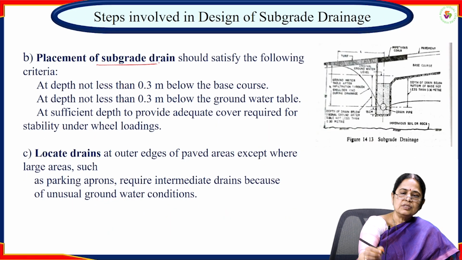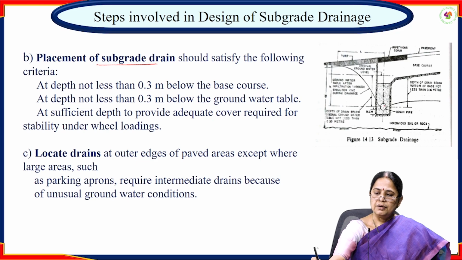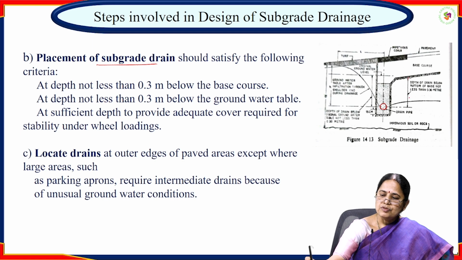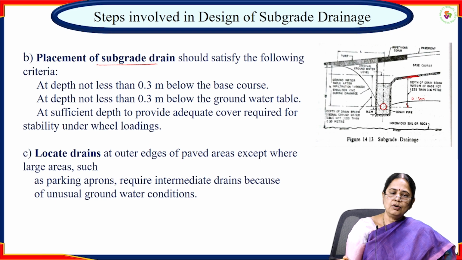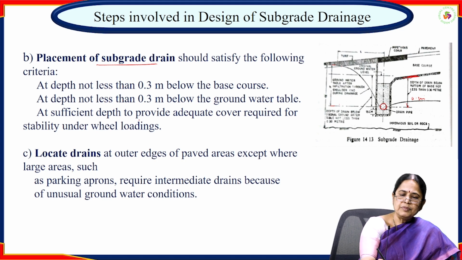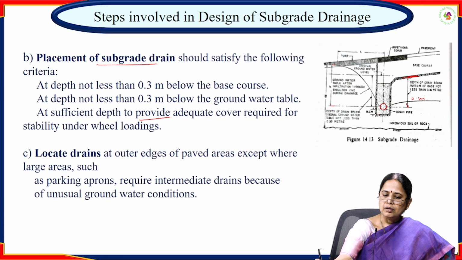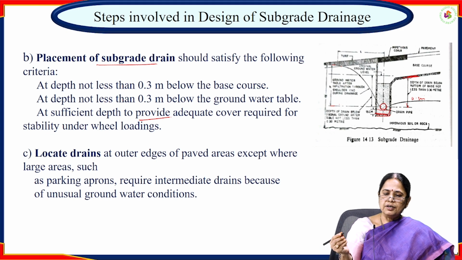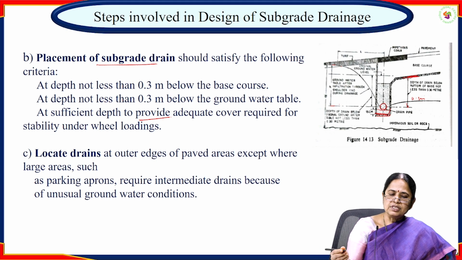Next, placement of the subgrade drain, where we have to place the drainage pipe. It should be placed at a depth of not less than 0.3 meters below the base course. It should also be provided at least 0.3 meters below the groundwater table. At sufficient depth, adequate cover is required for stability under wheel loading.